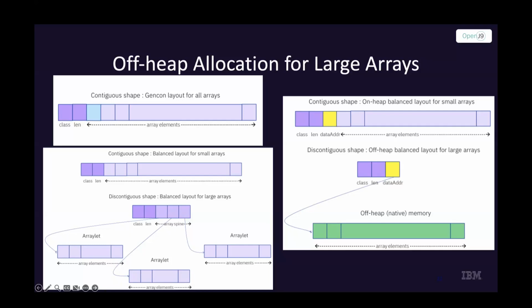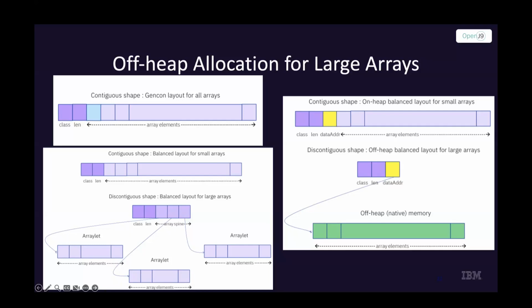Now, for discontiguous arrays, as they were previously on balanced, this layout will have the header with the class, the length, and the data address field, which is going to be pointing to a secondary off-heap that will be managed specifically for the allocation of data for the arrays.